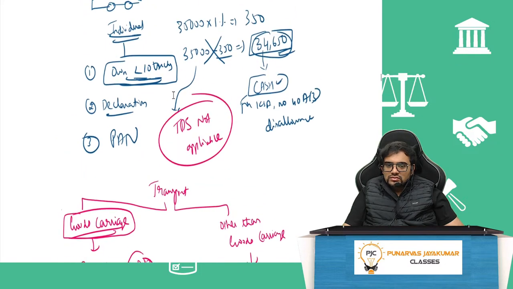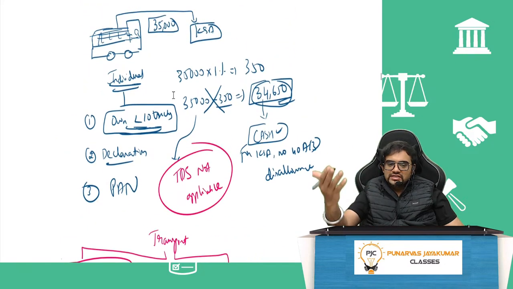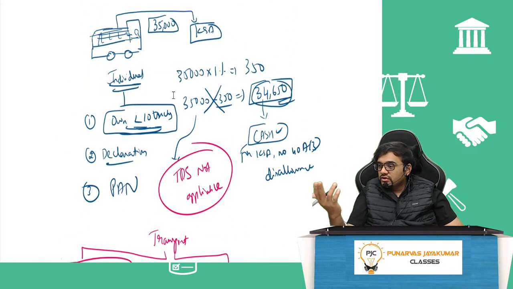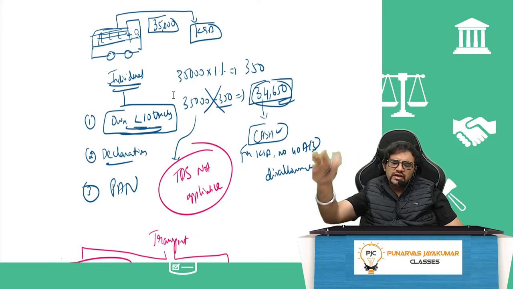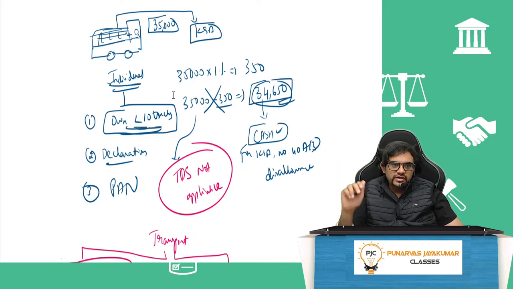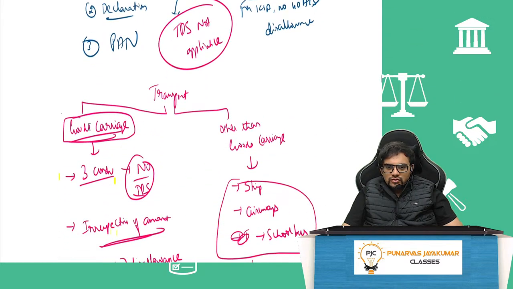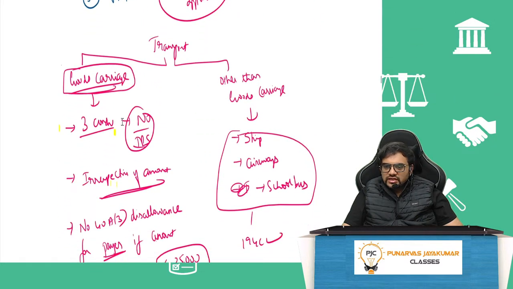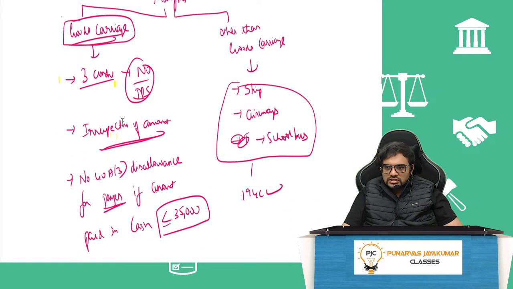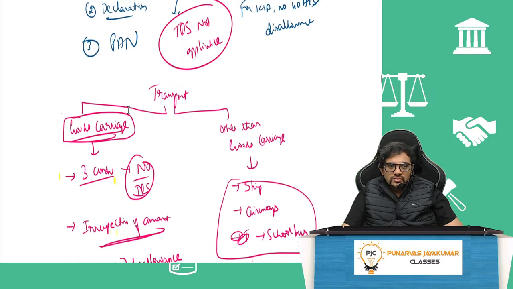So if I am paying a goods carriage operator owning less than or equal to 10 trucks, any amount paid, 1 lakh, 2 lakh, 3 lakh, no TDS. Provided he should own less than or equal to 10 trucks, give a declaration and furnish a PAN. Very, very simple. Goods carriage. Other than goods carriages, ship, airway, school bus and all those things, 194C will come, because this exemption is only talking about goods carriage, not about passengers.